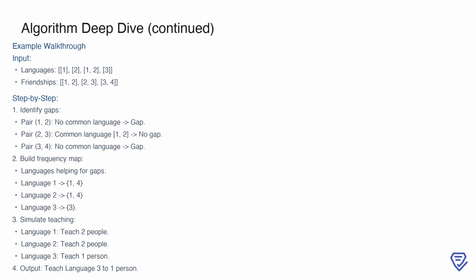The pair (1, 2) has no common language, so it's a gap. The pair (2, 3) shares languages 1 and 2, so it's not a gap. The pair (3, 4) has no common language, making it another gap. Next, we build the frequency map.